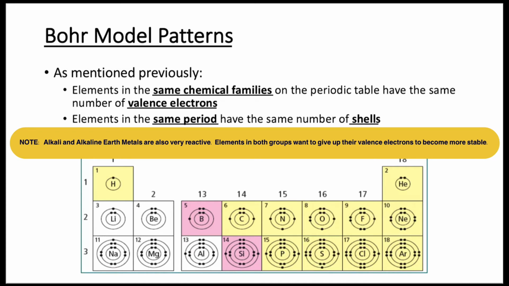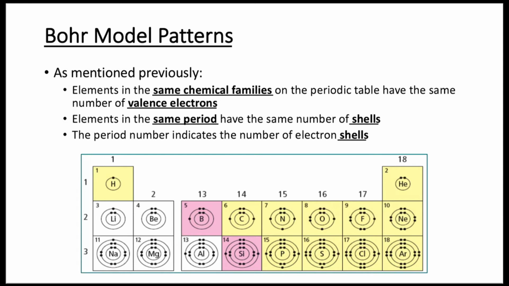And then your noble gases, which is helium, neon, and argon, all have 8 electrons in their valence shell, meaning they're very stable, they're happy being stable, they're not going to want to gain or lose electrons.